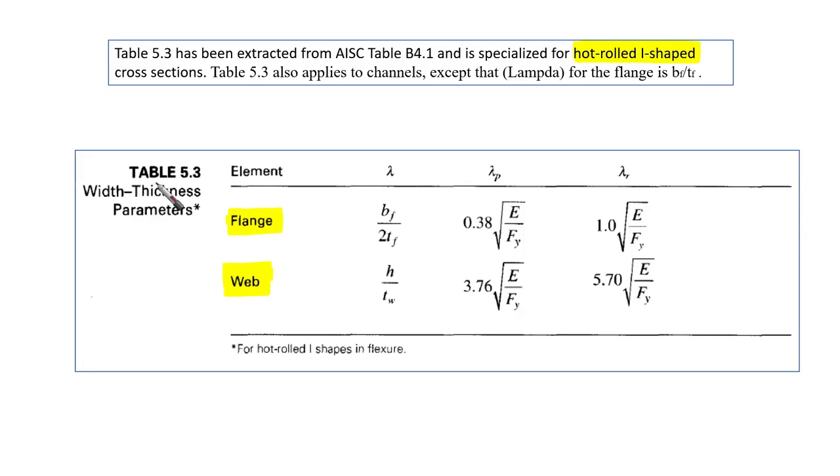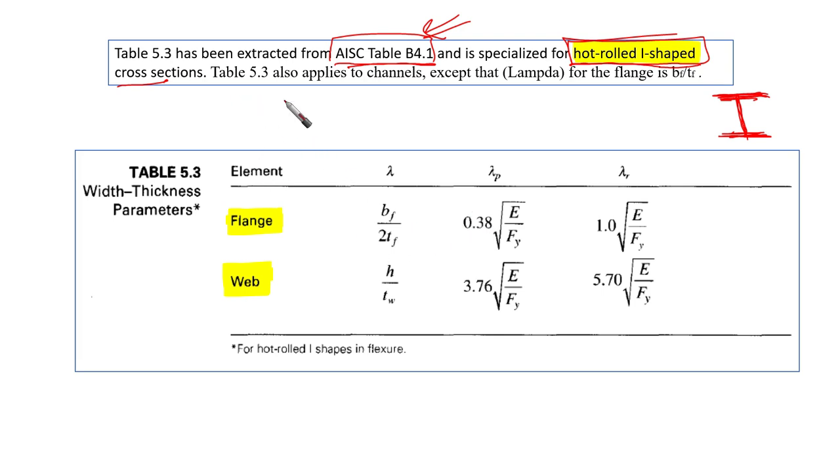This table has been extracted from AISC table B4.1. Please stop the video and check this table in your specification or in the manual. It is specialized for hot rolled I-shaped cross sections. We're talking now, in all of our course, about hot rolled. Plate girders or built-up members or girders are not our focus now. Later on, we're going to talk about those.